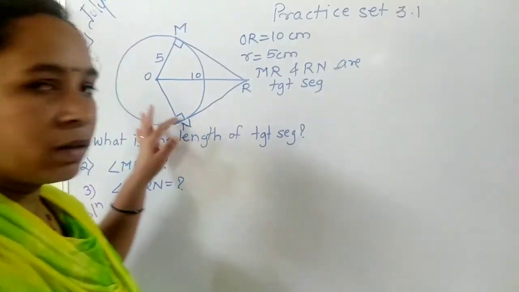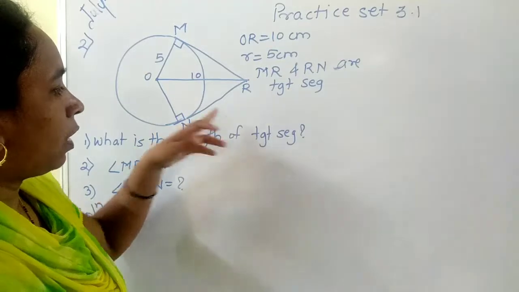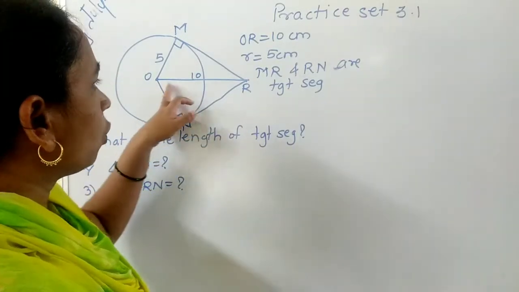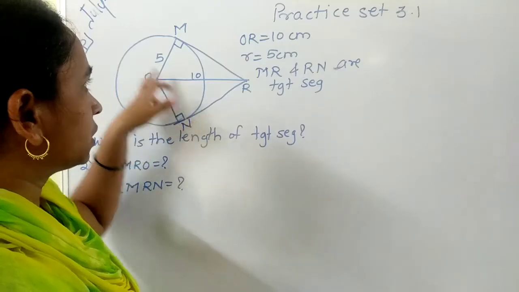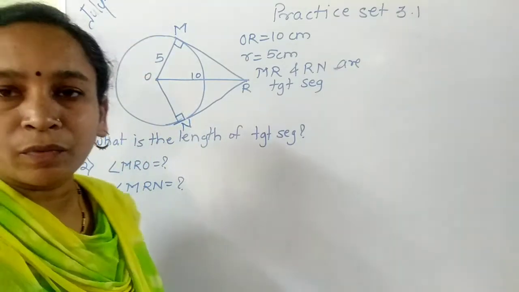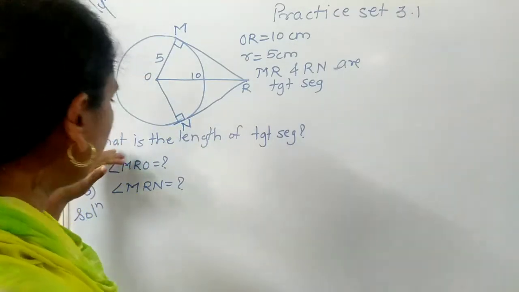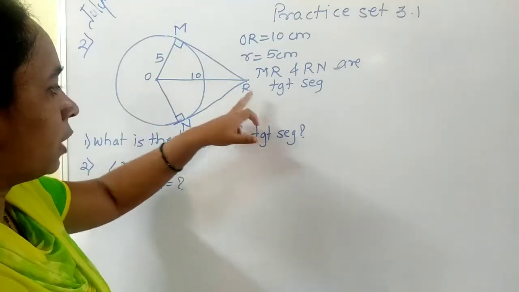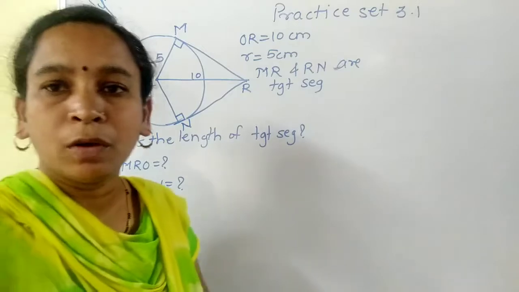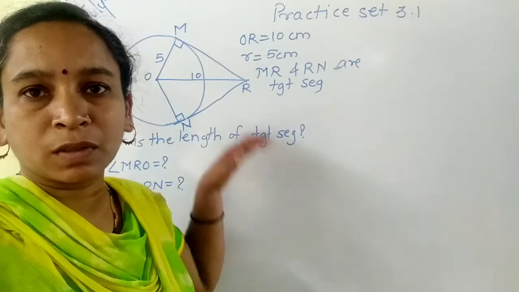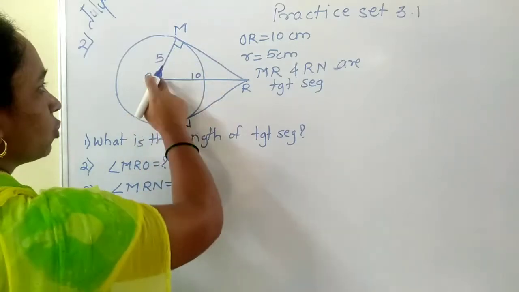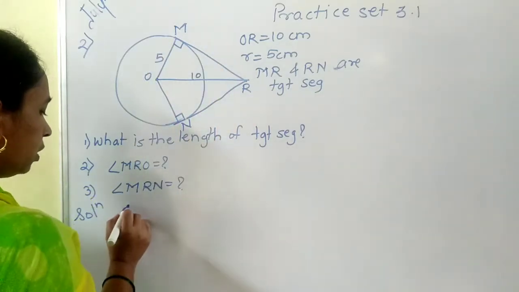Second example, figure is given. In this, MR and RN are the two tangent segments. OR is given 10 cm, OM is given 5 cm. And we have to find out what is the length of the tangent segment, means MR's value and RN's value we have to find out. This is the first question related with this second example. To find this, we'll consider this triangle.